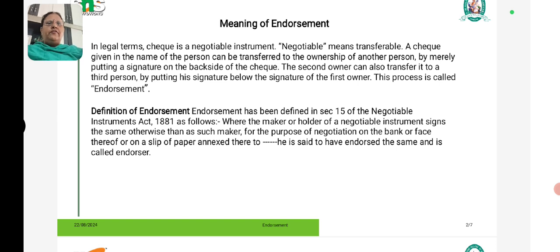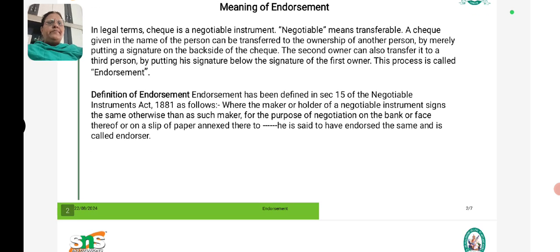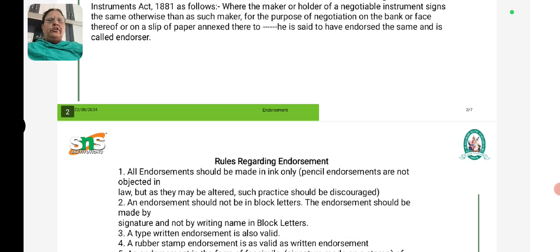Definition of endorsement: Endorsement has been defined in Section 15 of the Negotiable Instruments Act, 1881. Where the maker or the holder of a negotiable instrument signs the same, otherwise than as such maker, for the purpose of negotiation, on the back or face thereof, or on a slip of paper annexed thereto, he is said to have endorsed the same, and he is called the endorser.